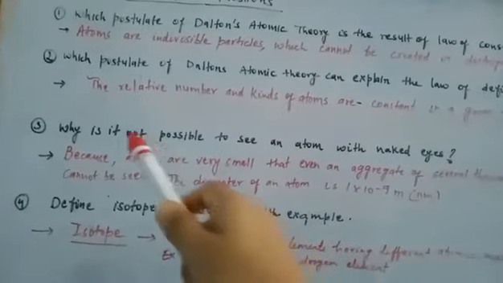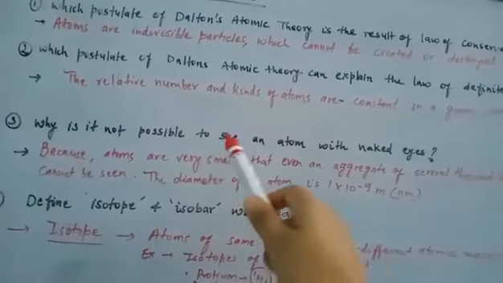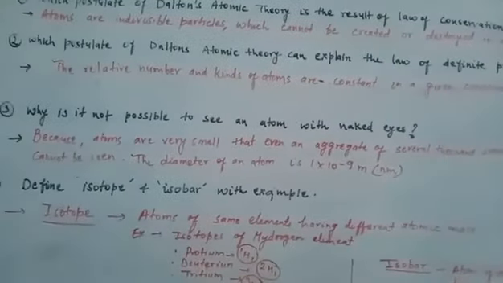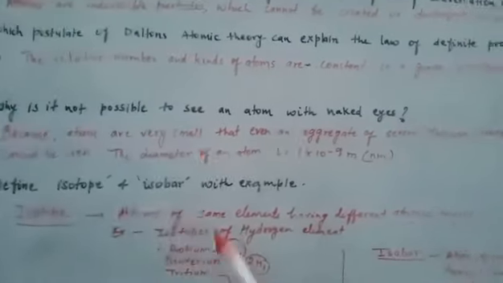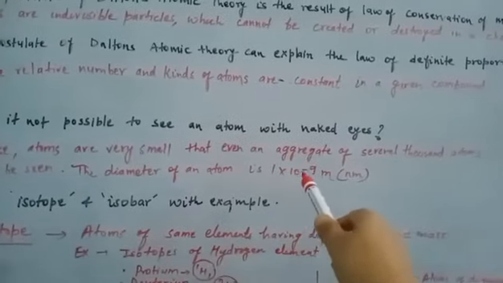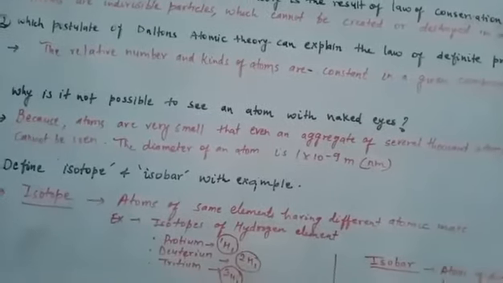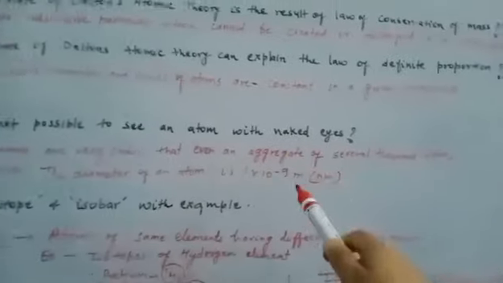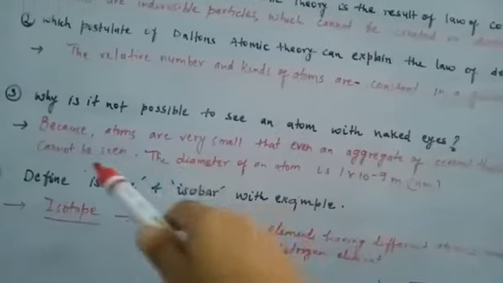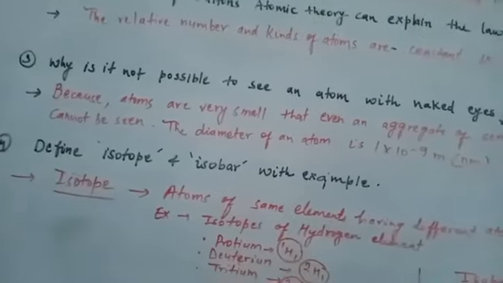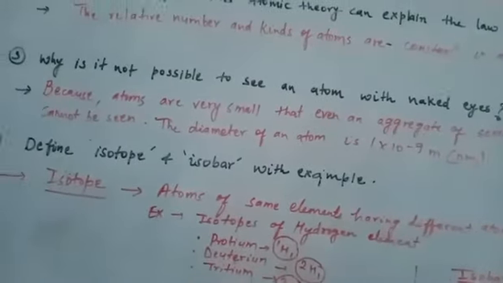Okay. Then third is, why is it not possible to see an atom with naked eyes? Very simple question. Because atoms are very, very small. If you see the diameter, it is about 1 × 10⁻⁹ meter, that is about a nanometer. They are so small that even if you collect an aggregate of several thousand atoms, the atoms cannot be seen. So you can think of how small atoms are.